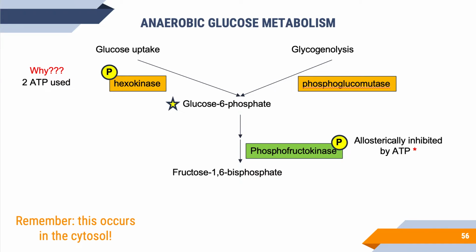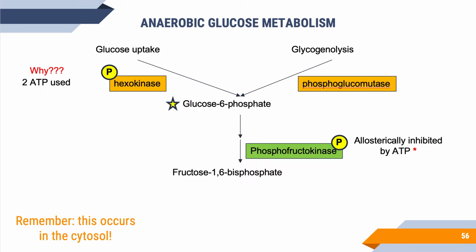Essentially, I have the star beside glucose 6-phosphate because this is the committed step of keeping glucose within skeletal muscle. Once glucose is turned into glucose 6-phosphate, it cannot leave skeletal muscle, unlike the liver, where we talked about glucose-6-phosphatase being able to convert glucose-6-phosphate back into glucose. So again, once glucose is turned to glucose-6-phosphate in skeletal muscle, it cannot leave. It is trapped here.